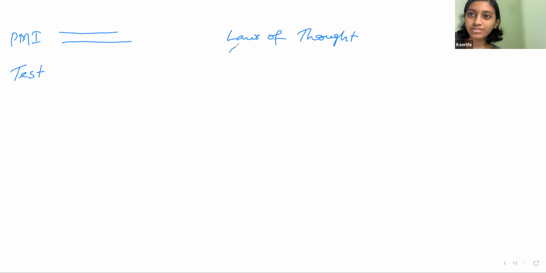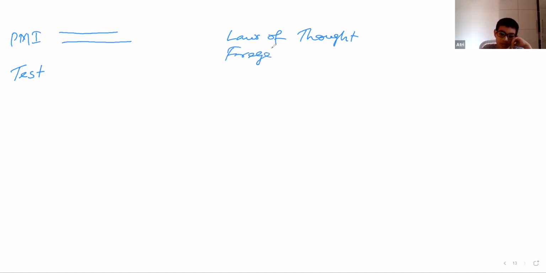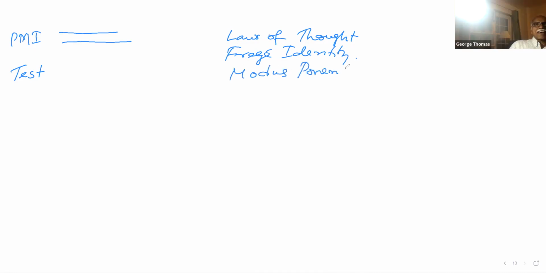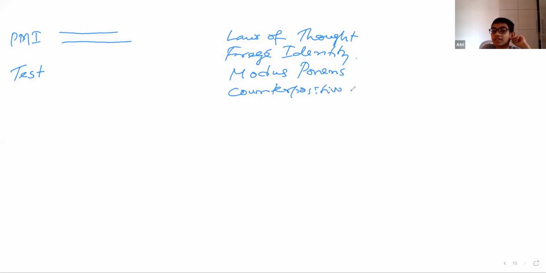Excluded middle. A is equal to A, and A and not A is false. A or not A is true. Frege identity? Oh, I remember Frege, not P or Q. Modus ponens, I remember that. And then I'll give you a simple statement. You prove it using contrapositive. Sir, what is contrapositive? So it is if P implies Q, then not Q implies not P.